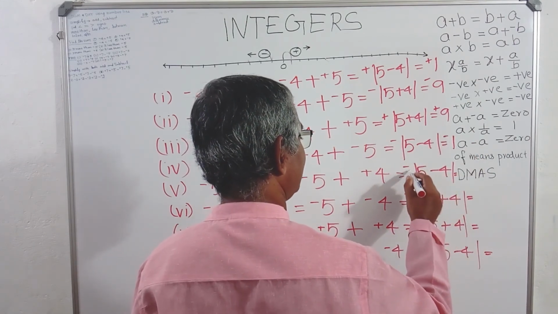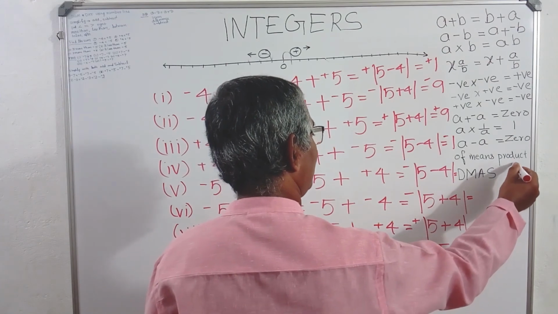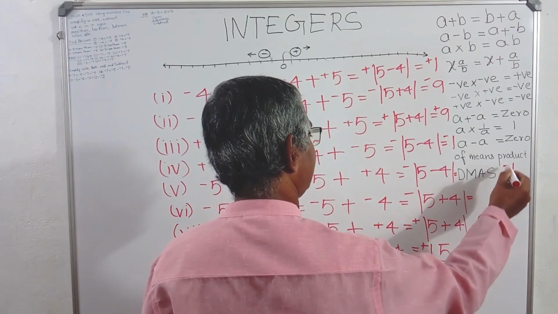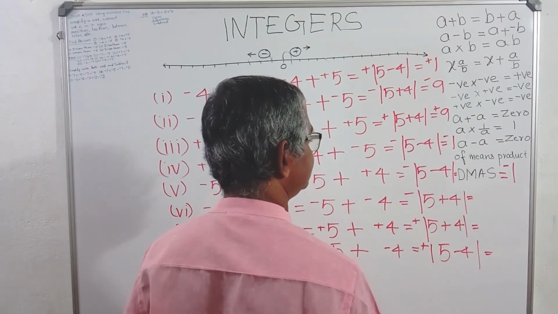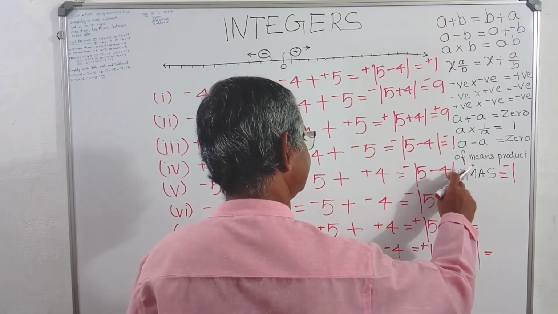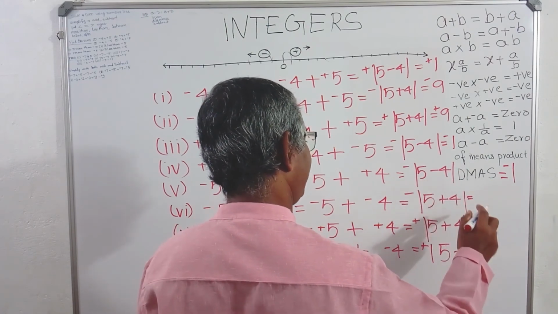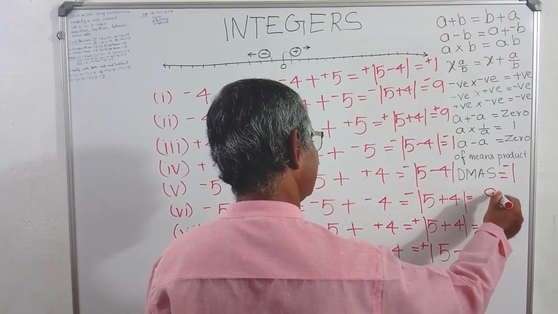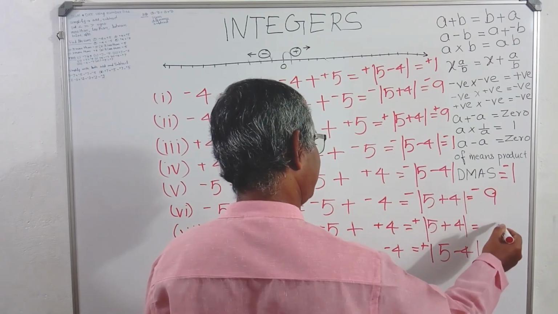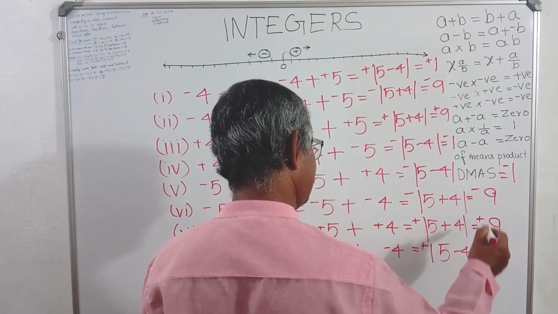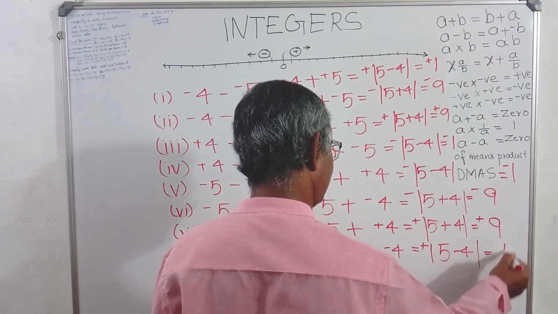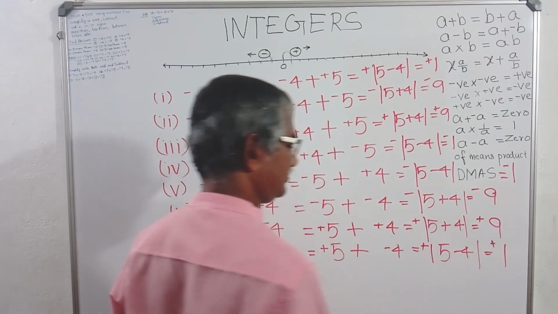Here, 5 minus 4, 1, sign negative. Again, 5 plus 4, 9, sign negative. 5 plus 4, 9, sign positive. 5 minus 4, 1, sign positive.